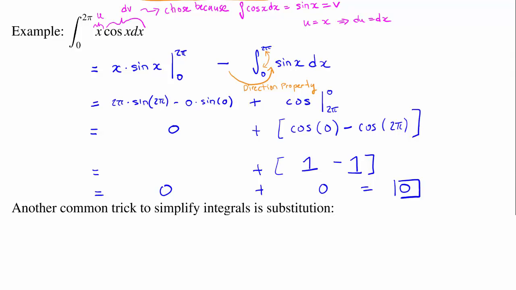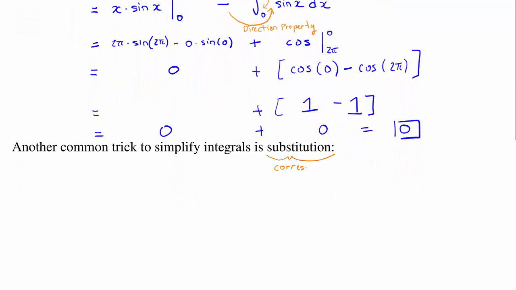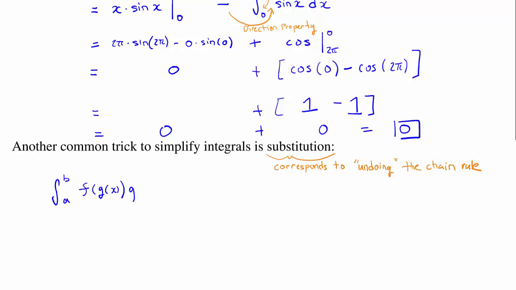The other common trick to simplify integration is substitution, which corresponds to undoing the chain rule. Just like above we're undoing the product rule, now we're kind of undoing the chain rule. So for example, if we had to integrate from a to b of f of g of x times g prime of x, then that could be evaluated as the integral from g of a up to g of b of f of u du.